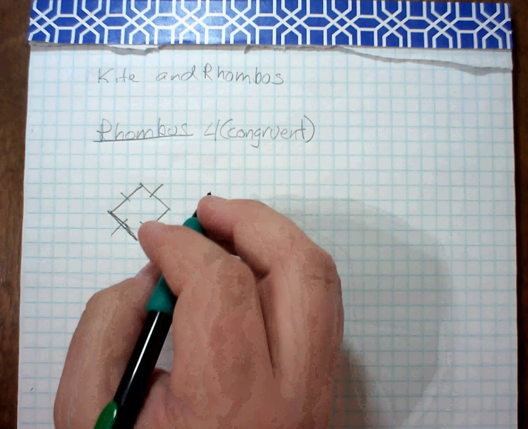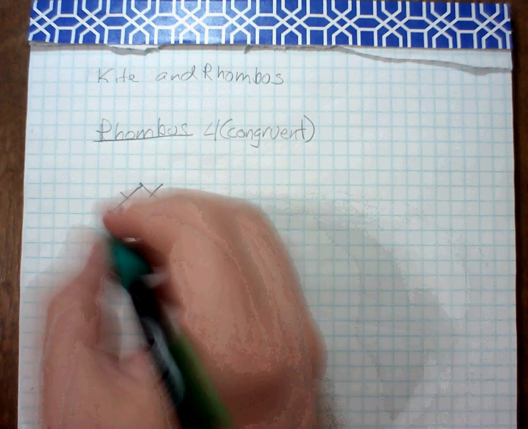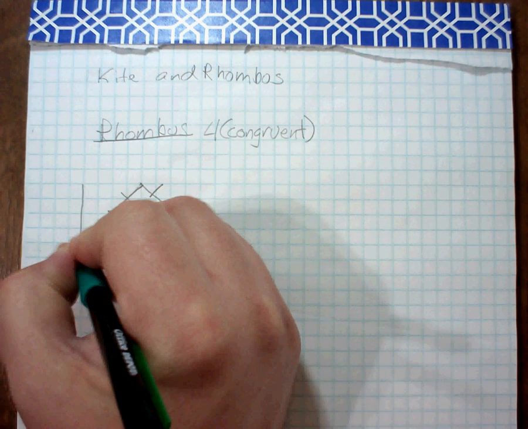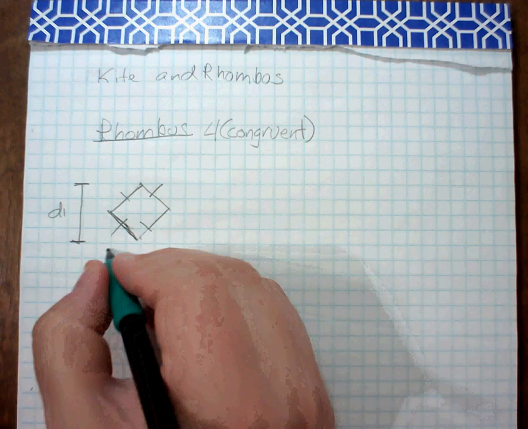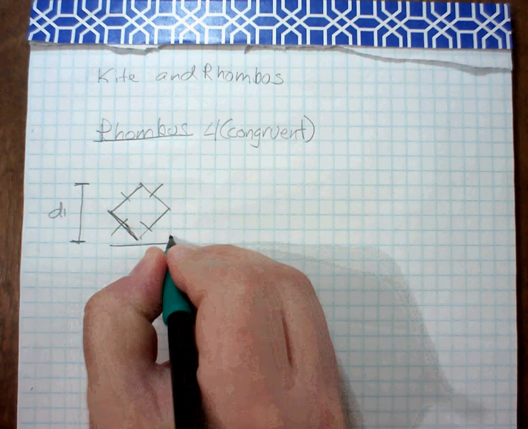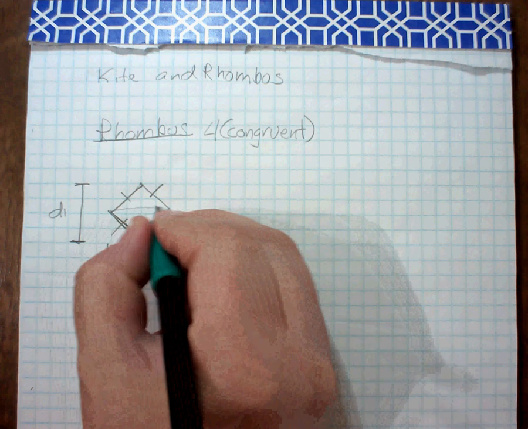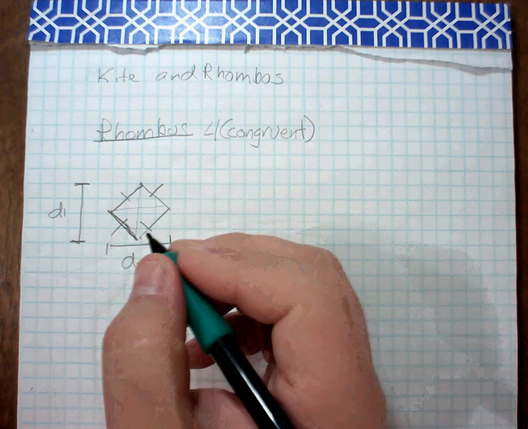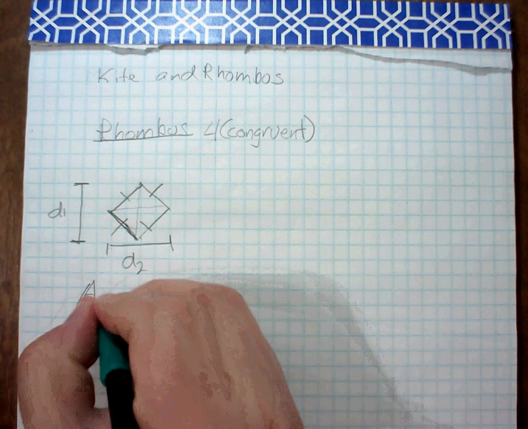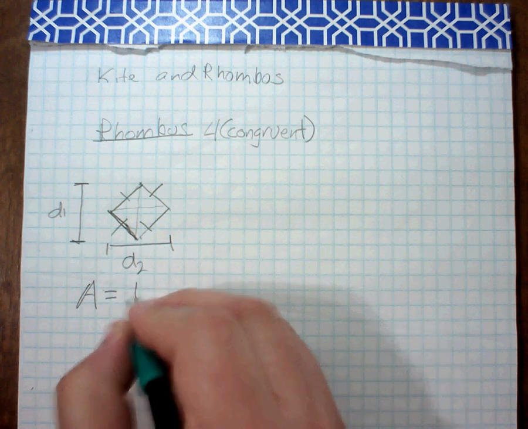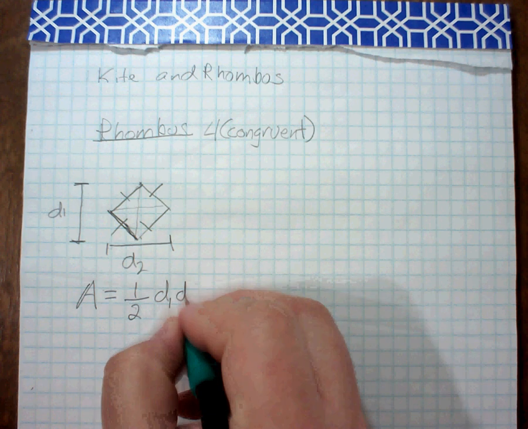But now, the formula for this is that there's 2 dimensions. There's the length from here to here, and we call these diagonals. So this would be like diagonal 1, and then there's the length from here to here. And this is like diagonal 2. So we call them diagonals because they're really the length from here to here and the length from here to here. Okay? But the area for this is equal to 1/2 times diagonal 1 times diagonal 2.